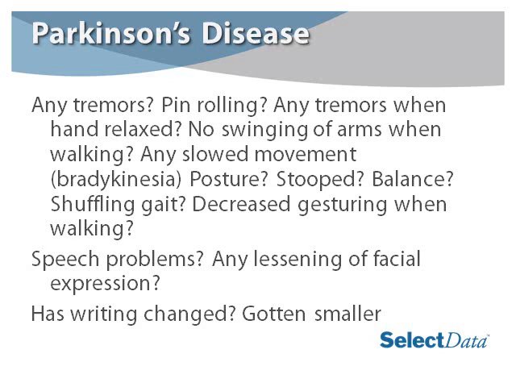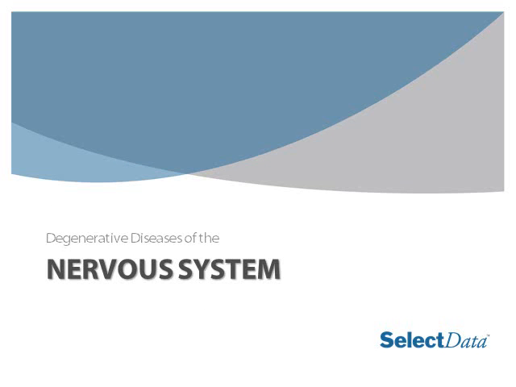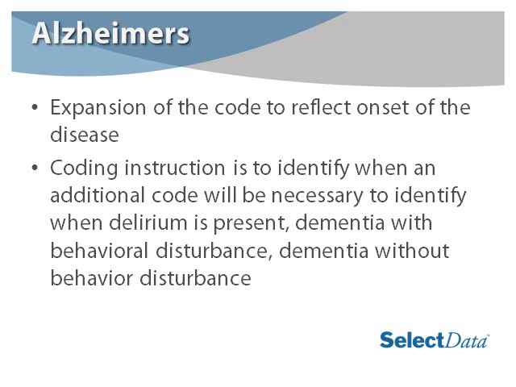Are we seeing a shuffling gait? Is there decreased gesturing when walking? Are they able to provide more or less of their care? Any speech problems? Any lessening of facial expression? Remember, you're in there for a reason, and if Parkinson's is one of the reasons, then you need to identify why they need skilled care. Has the patient's writing changed, gotten slower? These are things we have to identify.